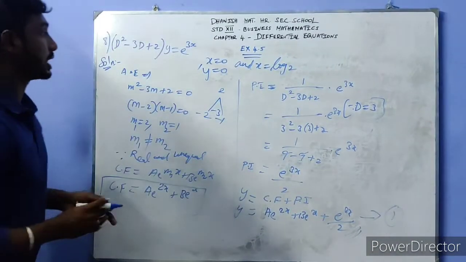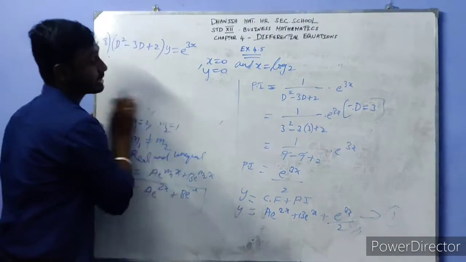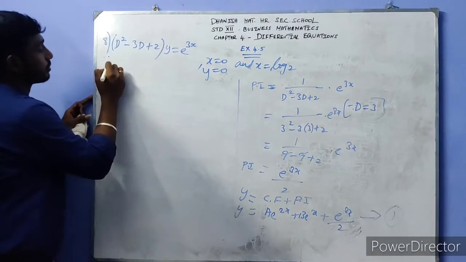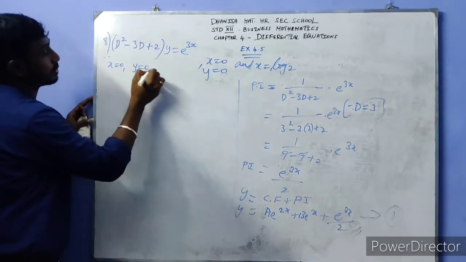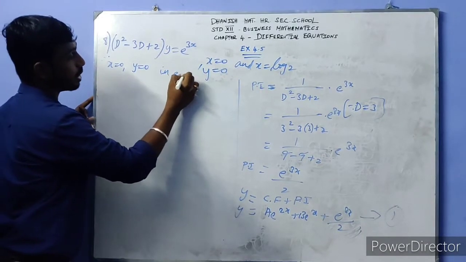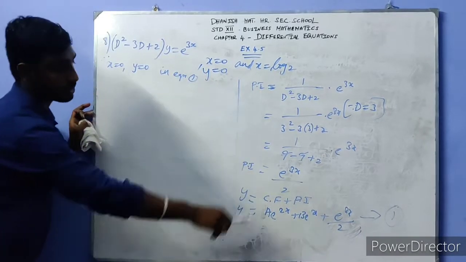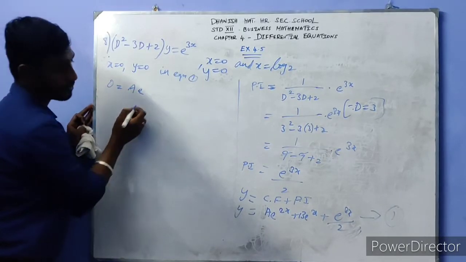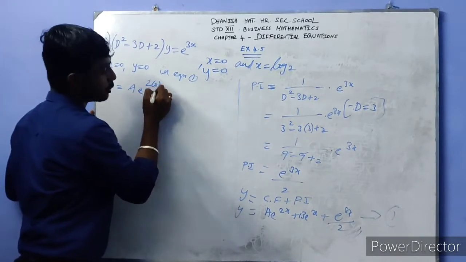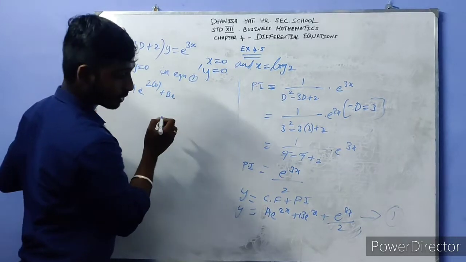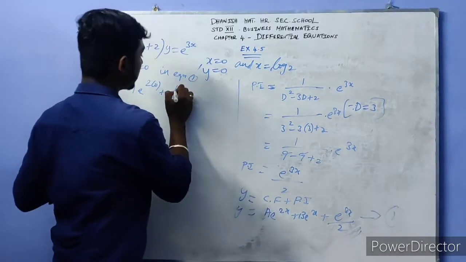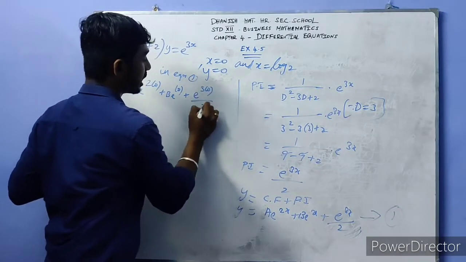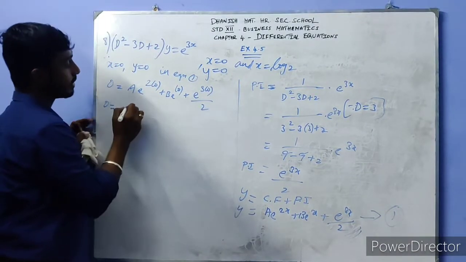You have to consider it like the first equation. What is the question given here? x is equal to 0, then y is equal to 0. Now we are going to substitute x is equal to 0, y is equal to 0 in equation 1, that is the general solution. So let's write 0 equals A e power of 2 into 0 plus B e power of 0, then e power of 3 into 0 divided by 2.